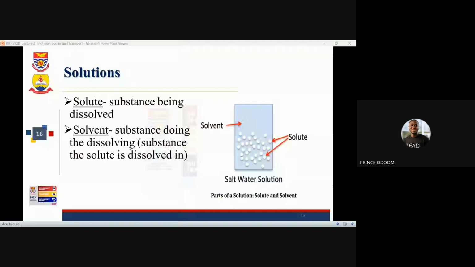Whenever you have a solution, you have both a solute and a solvent. The substance that is being dissolved is the solute, and the solvent is the substance that is doing the dissolution. So when you take, let's say, a sugar solution, the solute is the sugar, and the solvent is the water. So that is basically about solute and solvent.